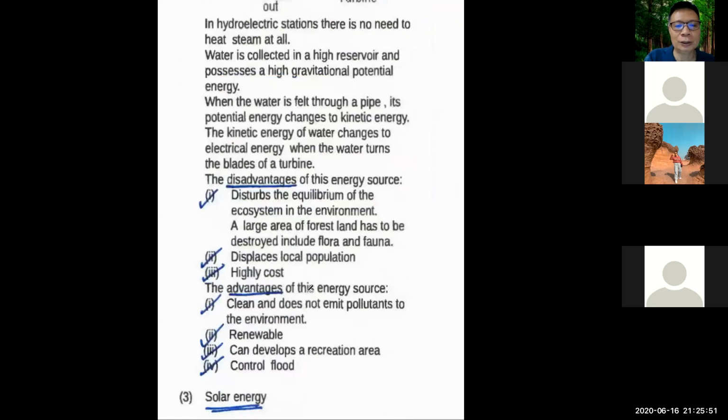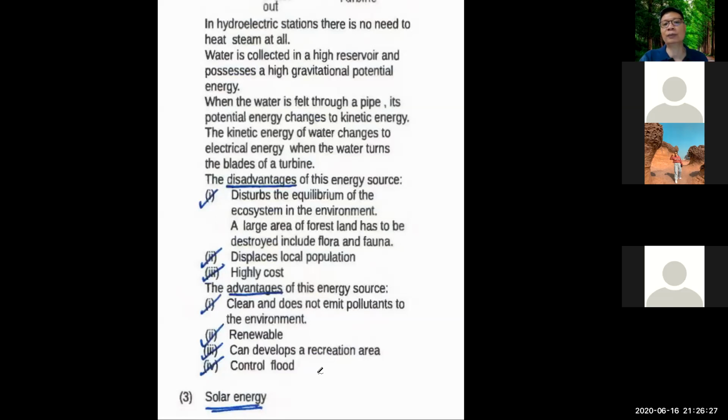Advantage: clean and does not emit pollutants. This is good. I told you just now, no pollution. Very good, very clean. And then it's renewable. Renewable means it cannot finish. The water cannot finish. Can develop a recreation area. Example, Kenyir Lake. Kenyir became a famous tourist spot in Malaysia. And last, can control flood.